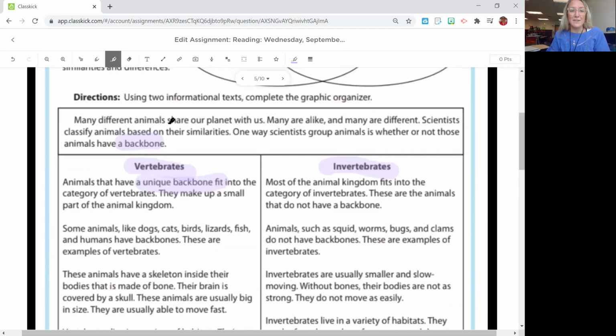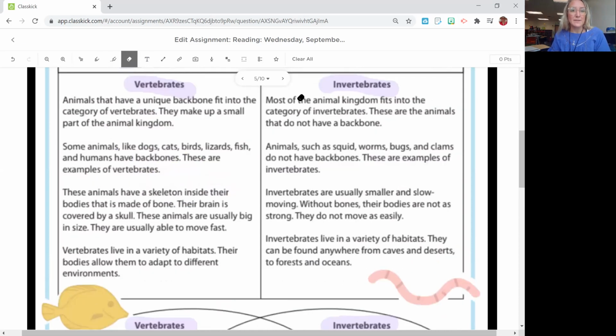Now let's read about invertebrates. Now, if you are following along with me, I would like you to have both screens open. So I want you to have your Classkick open on one side of your iPad and then our video on the other side. So as you're watching, you can highlight with me. As you're watching, I would like you to highlight with me. All right.